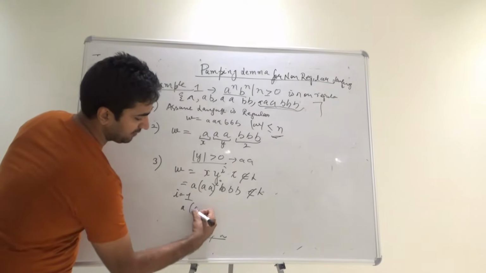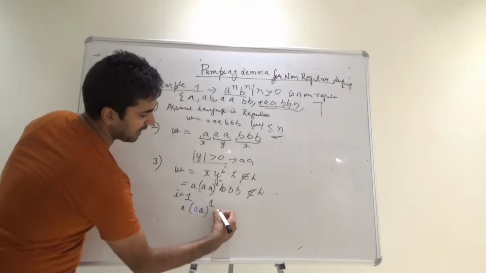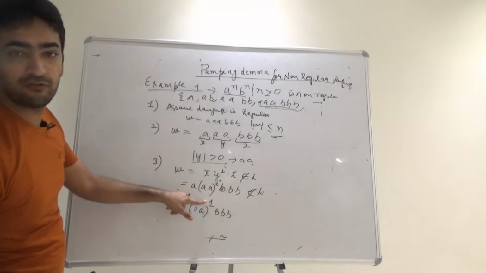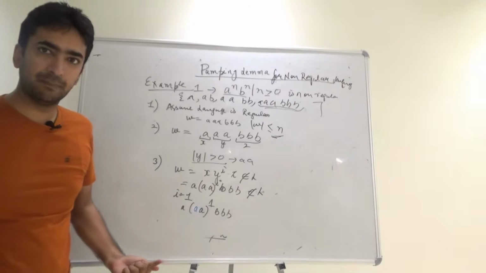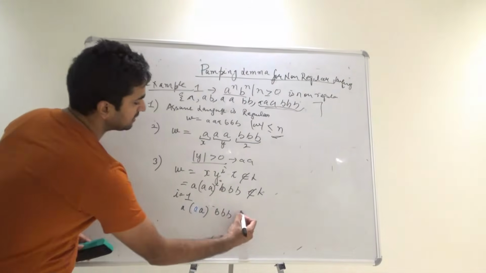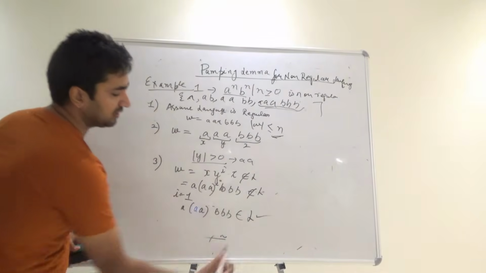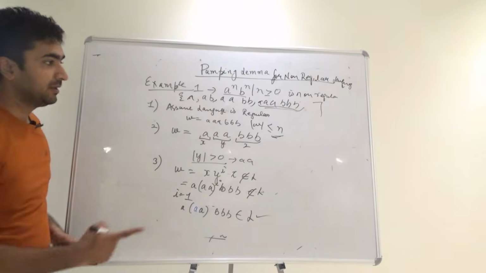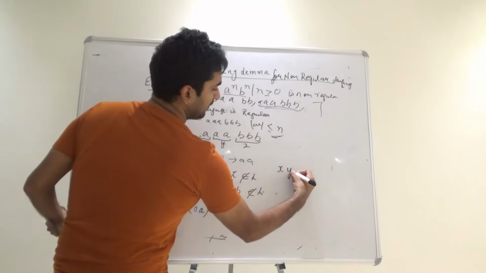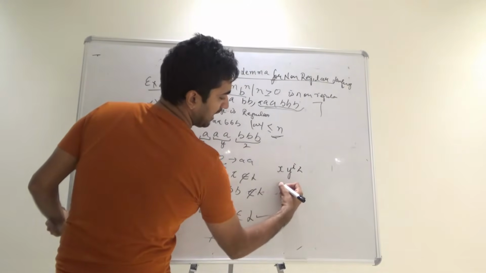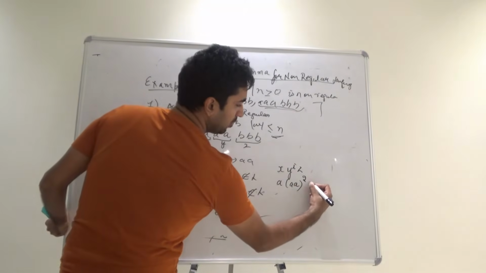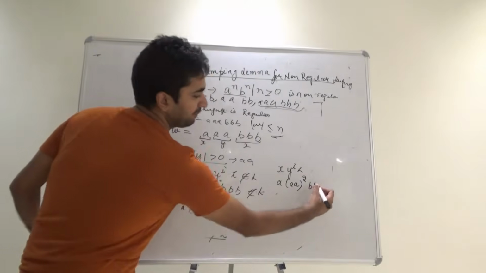I will get a power 1 and triple b. So if 1 is the power of a, it means one time it is appearing. So I will get triple a, triple b, which definitely belongs to this language. For this string it is working fine. But let's try x, y power i and z as a power of 2 and bb.